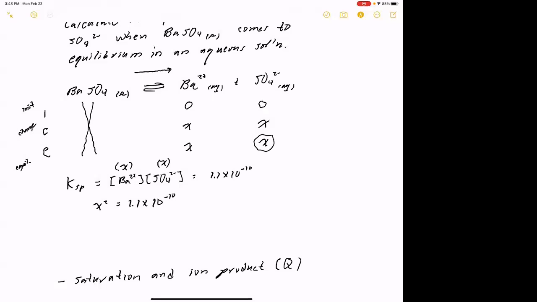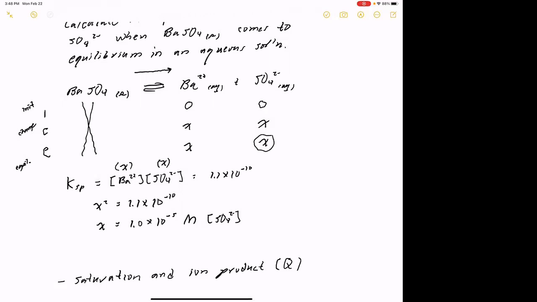Can I solve that for X? Sure, just take the square root of both sides. If I do that, I get 1 times 10 to the minus 5th or something like that, to the right number of sig figs. And remember, that's a molarity. It's the molarity of the sulfate ion. It's also the molarity of the barium ion. That makes sense, because in a dissociation of barium sulfate, you get 1 barium per dissociation, and also 1 sulfate per dissociation.